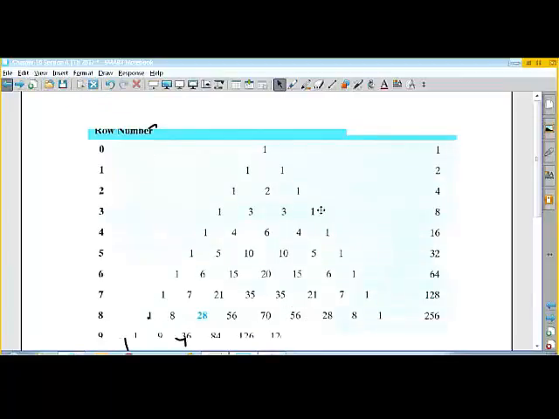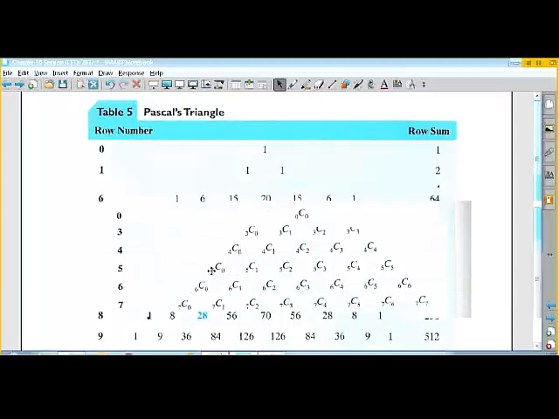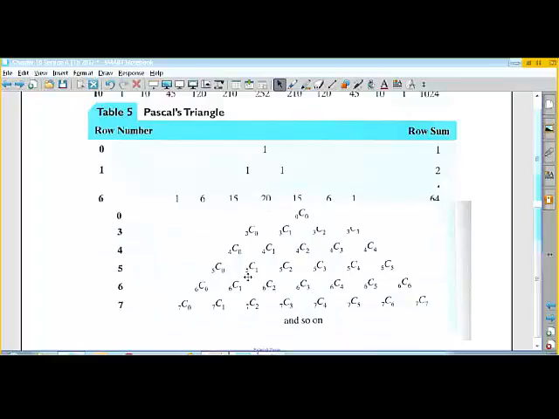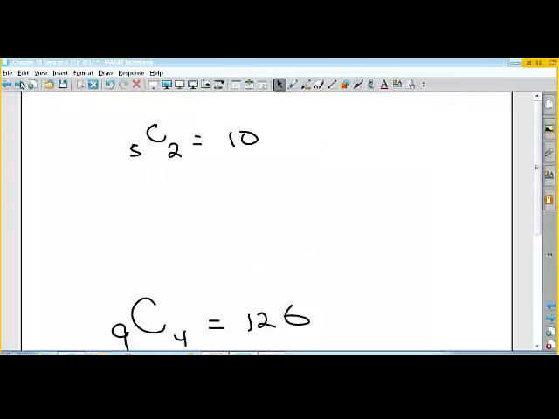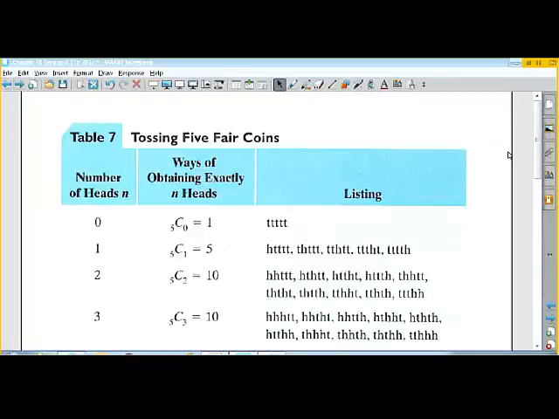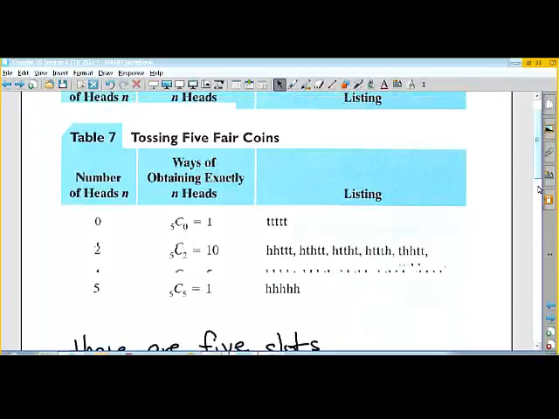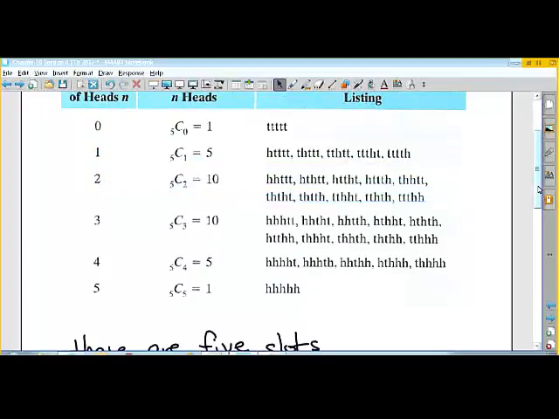And that row represents 5 things taken 0 at a time, 5 things taken 1 at a time, 5 things taken 2 at a time. So it seems like we ought to be able to explain why that's the case. It's not a coincidence. But it's not our normal combination problem. A normal combination problem would be we've got 5 people and we want to choose 2 people to be on a committee where order is not important. In that case, we understand that.